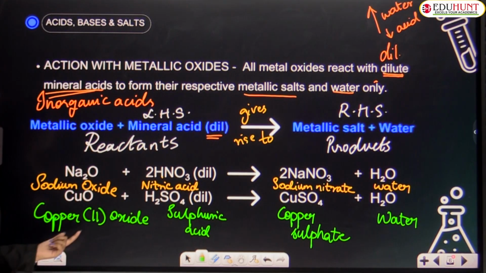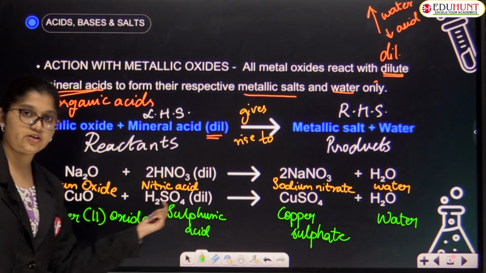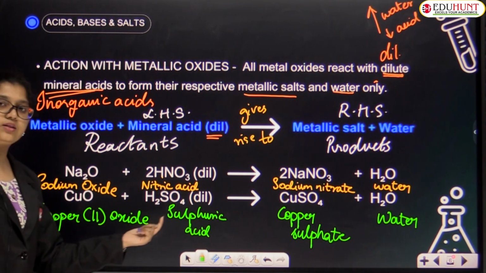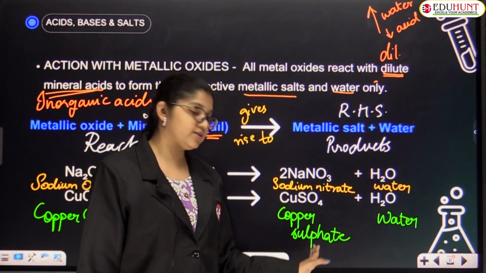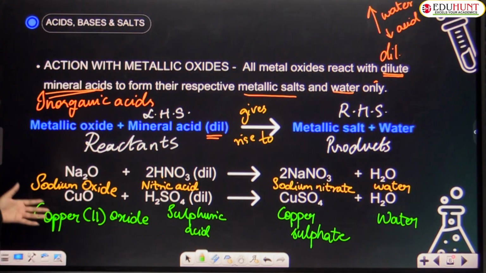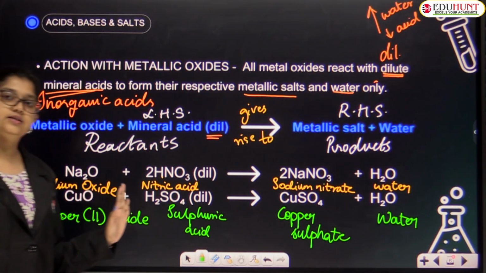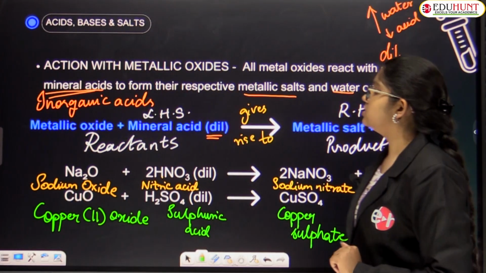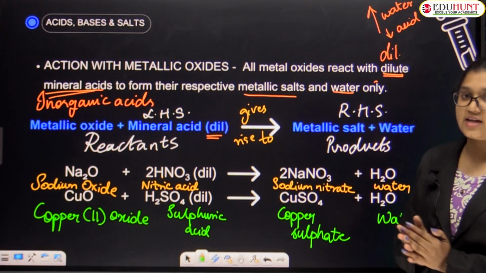Once again, copper oxide, the names now. Copper oxide reacts with sulfuric acid, which means dilute sulfuric acid. It gives rise to copper sulfate and water. So, I have given you the representation in chemical formula as well as with the names, children. Clear, no? There's no doubt for you, right? So, these are the examples for action with metallic oxides.